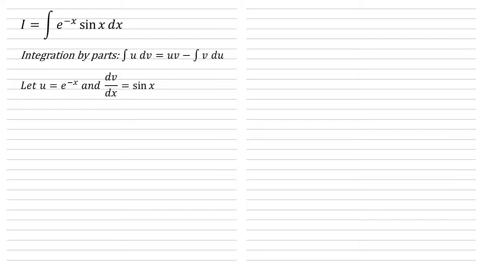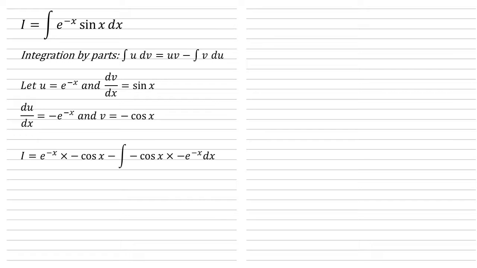x, differentiating e to the minus x and integrating sine x gives us minus e to the minus x for du by dx, and it gives us v equals minus cos x. Now putting this into our formula, we get that I is equal to u times v, so e to the minus x times minus cos x, minus the integral of v du, so minus cos x times minus e to the minus x. Simplifying this, being careful with the negatives, gives us minus e to the minus x cos x minus the integral of e to the minus x cos x dx.